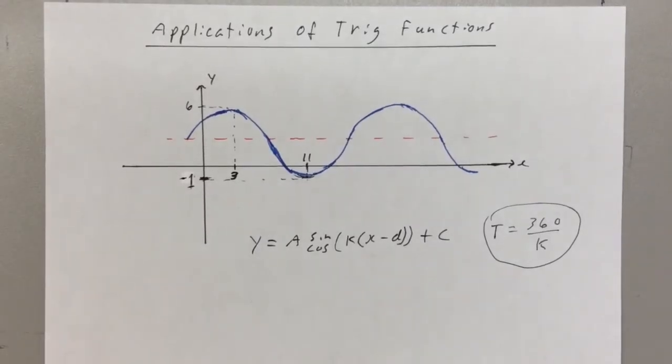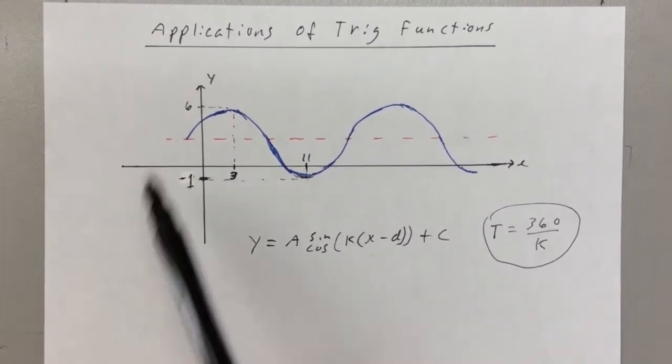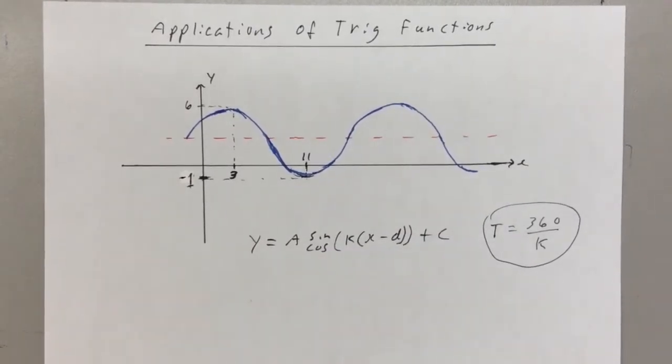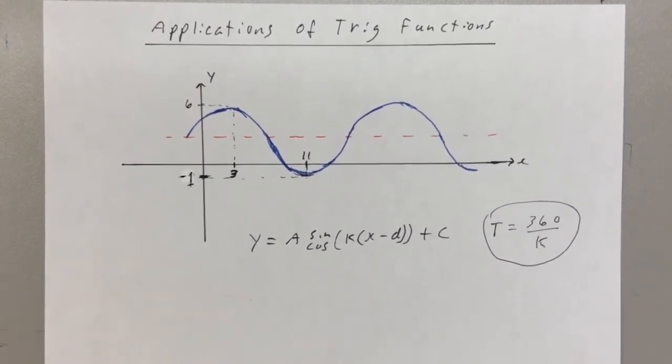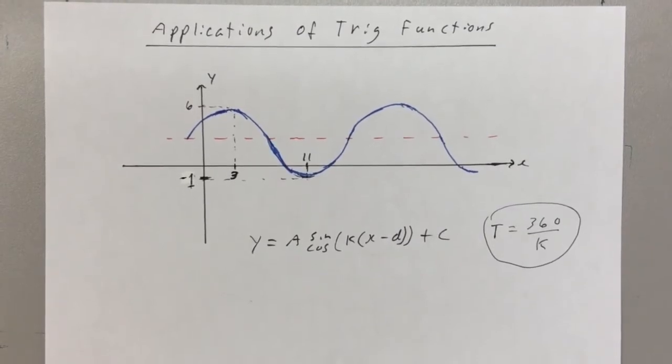Okay, in this video we're going to do some applications of trig functions, and we're going to start off with trying to figure out what the equation of the function is given its graph. Then we're going to try and translate a given function from a cos to a sine or sine to a cos, and then we're going to do a couple word problems from the textbook.